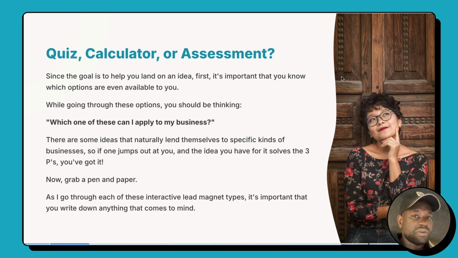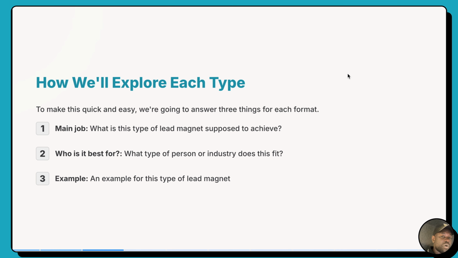Let's get into it. Okay, lesson 3. Let's talk about choosing the right idea. This is going to be a quick lesson. So while you're looking to pick an idea for an interactive lead magnet, I wanted to quickly go through some of the ideas that you can choose just so it can kind of spark something, just in case you're in a certain industry, a certain lane. You probably know a lot about these ideas, but as I go through them, just think which one can I apply to my business. So this is how we're going to look at each type. First is the main job of each type. The second is who it's best for. And the third is an example.